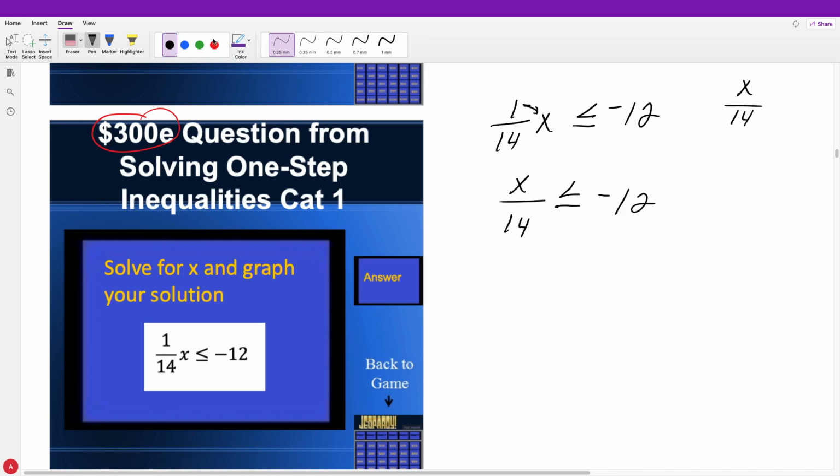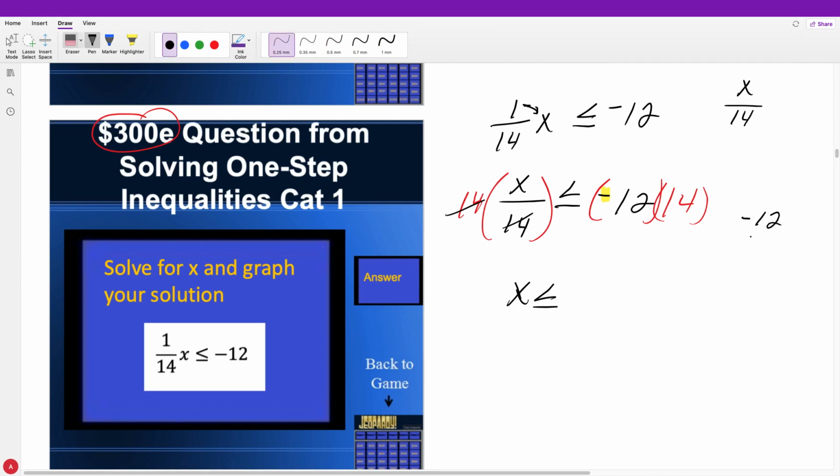And now maybe it jumps out to you a little bit more of what you can do a little bit faster. So since we're dividing by 14, we would need to multiply both sides by 14. And even though I see a negative number here, I don't need to flip my inequality because the number we're multiplying both sides by is positive. So it will remain less than or equal to.